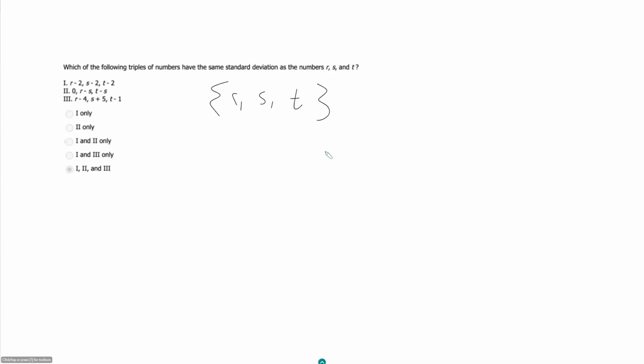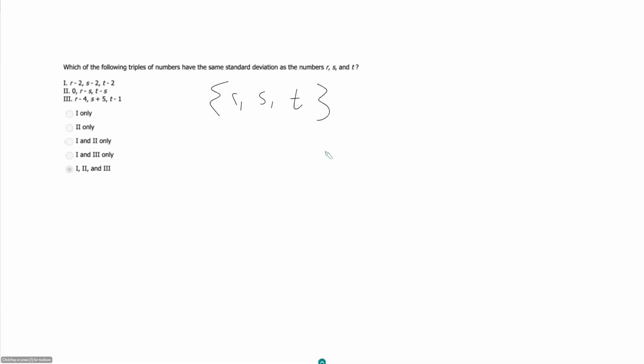So what do we know about standard deviation? Standard deviation is the measure of how far on average each of your terms are from the mean. So when will that be true, that we will have two sets with the same standard deviation? So A, you can have literally the same set of numbers will have the same standard deviation, but I don't think that will be an option.